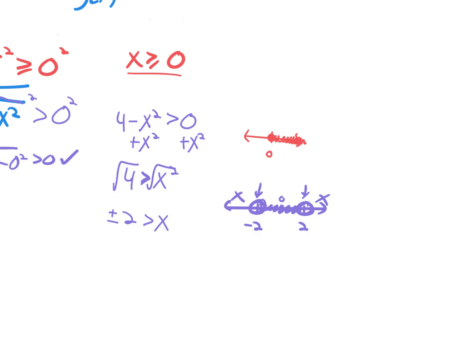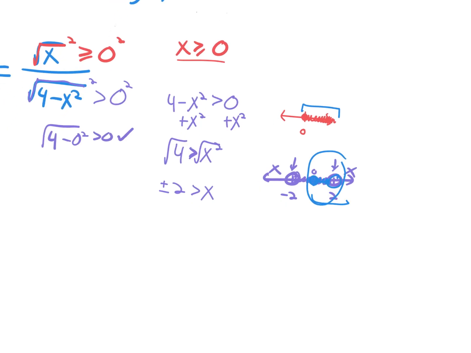Okay, good, right? So from 0 to 2, I'm going to take this and overlap it with this. It's going to overlap at 0, and we're not going to go beyond 2. So it's really just this region, and nothing more is going to be the domain of this function.